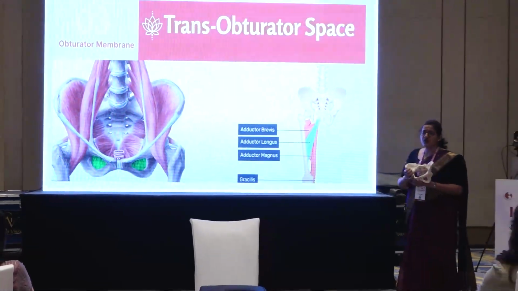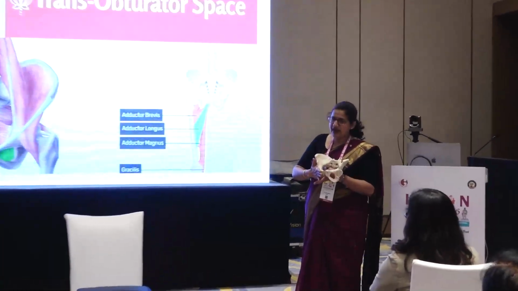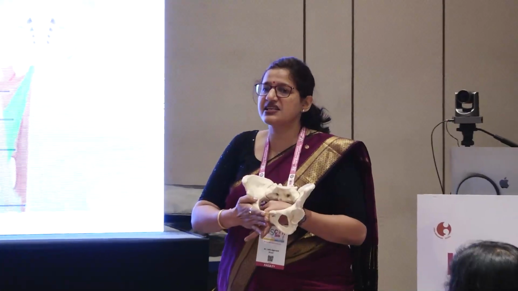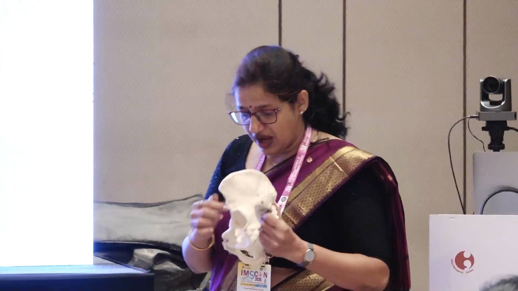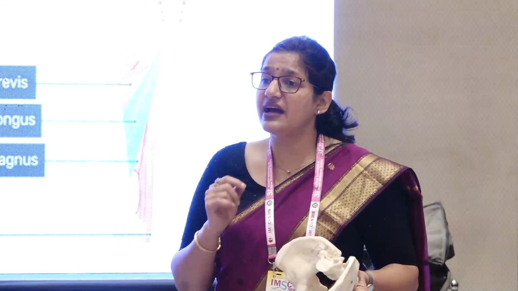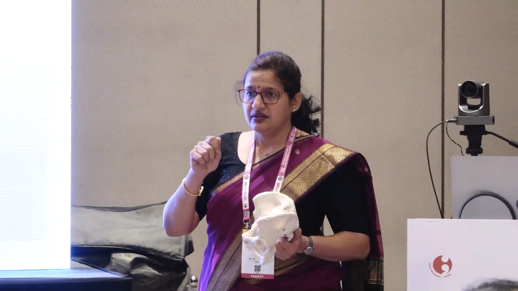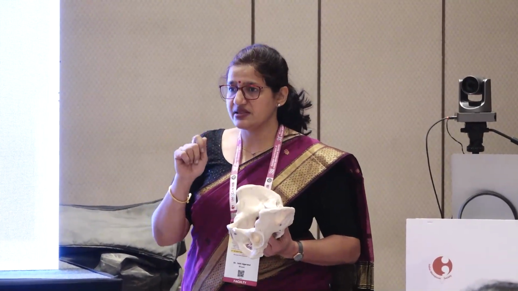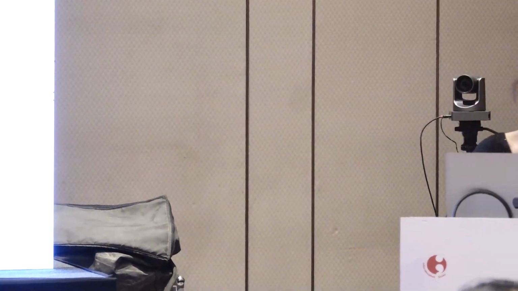Okay. So why is it important? What is the significance of knowing this space? The obturator membrane is a sandwich structure between internus and externus. One thing: the superior margin of the obturator fossa has the obturator canal. Now this obturator canal has vessels and nerves. If you fiddle with the needle, then you may injure these vessels. So that is the significance of the transobturator space.